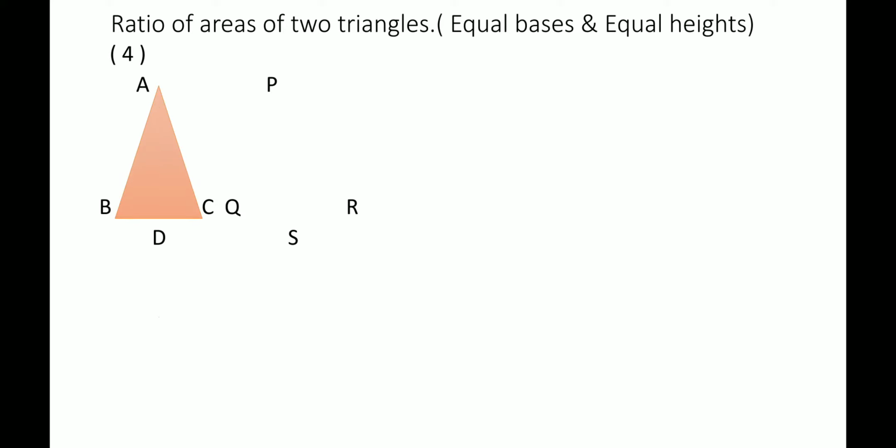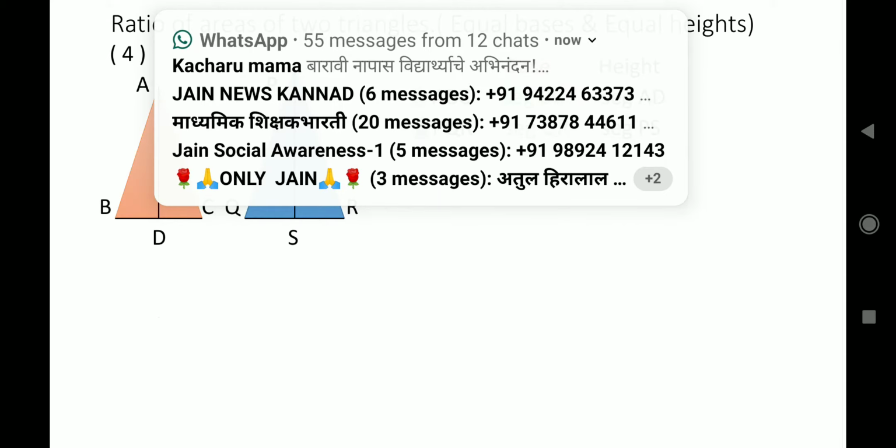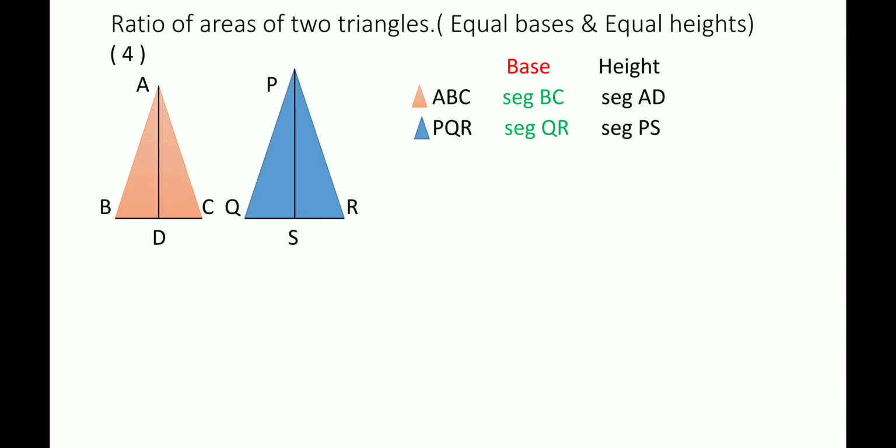This is triangle ABC, triangle PQR, height AD, height PS, BC base, QR base, and this can be written like this. Triangle ABC having base segment BC and height segment AD. Triangle PQR having base segment QR and height PS.